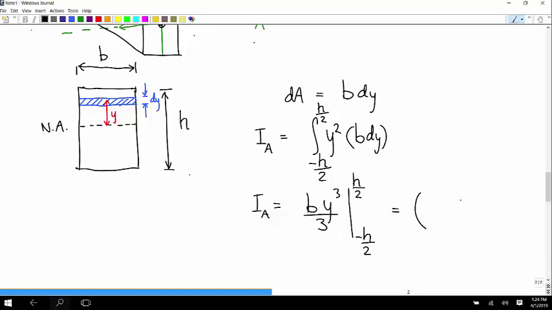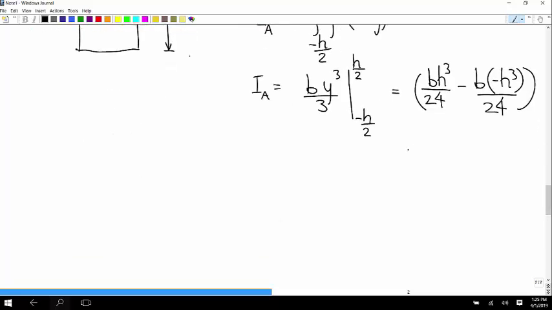And so that's b h cubed. When we cube that 2, it's an 8. So now in the denominator, we have 3 times 8, so 24. And then minus b times, since this is a cubic, that negative comes through, so we have negative h cubed over 24 for the same reason. And so we come up with a formula: 2 b h cubed over 24 is b h cubed over 12.